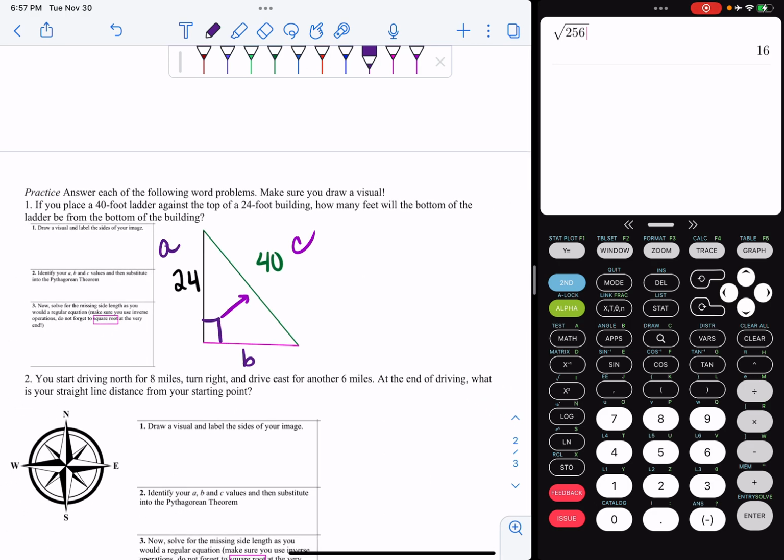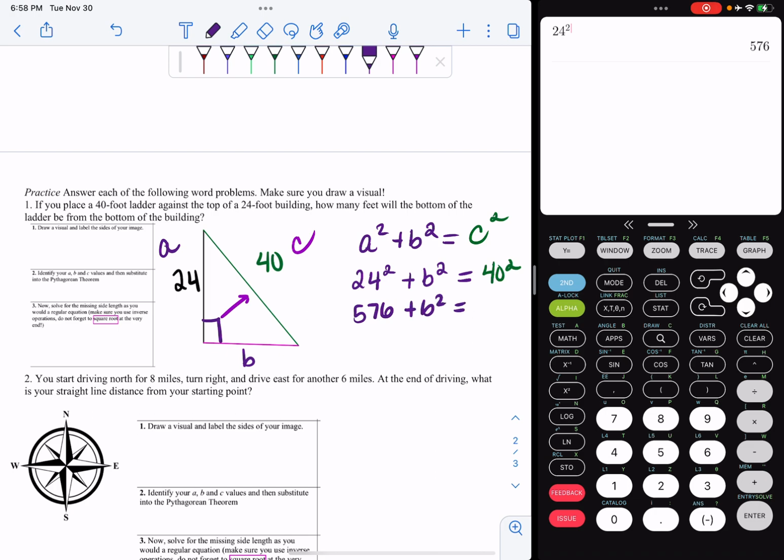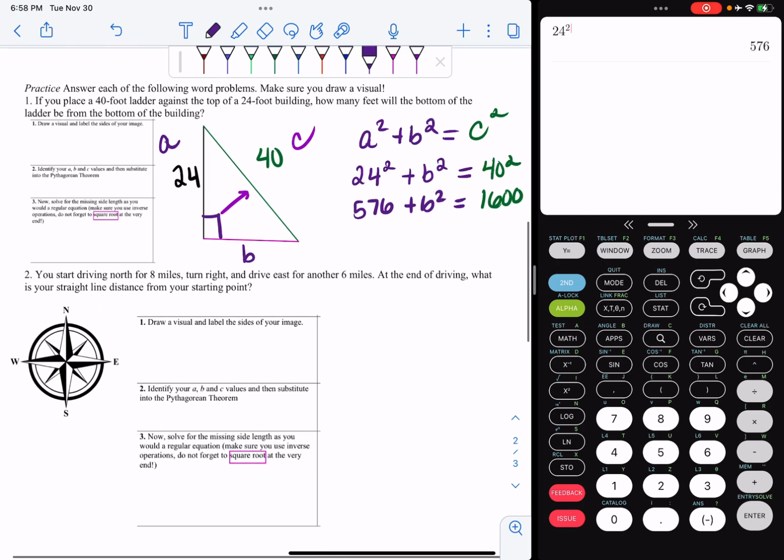So step 2 says substitute into the Pythagorean theorem. So I have A squared plus B squared equals C squared. Our A value is 24, so I have 24 squared plus B squared equals 40 squared. I type this into my calculator, and I get 576 for 24 squared. 40 squared is 1600. And then I subtract 576 from both sides of my equation.